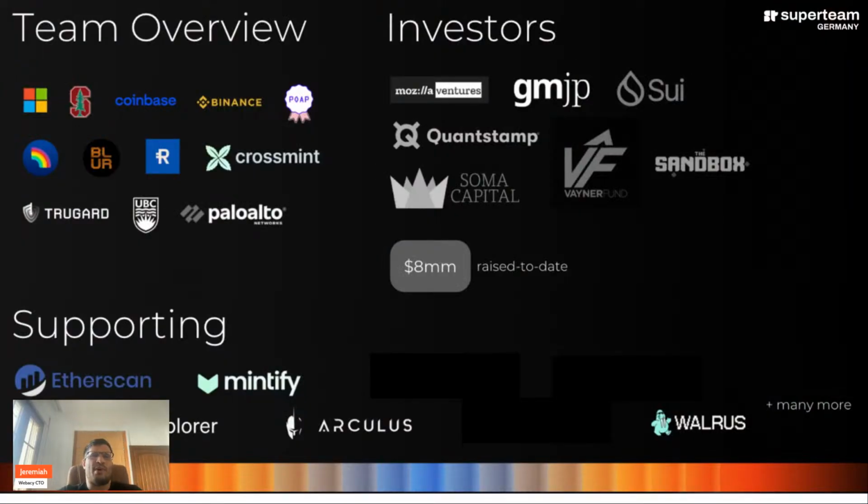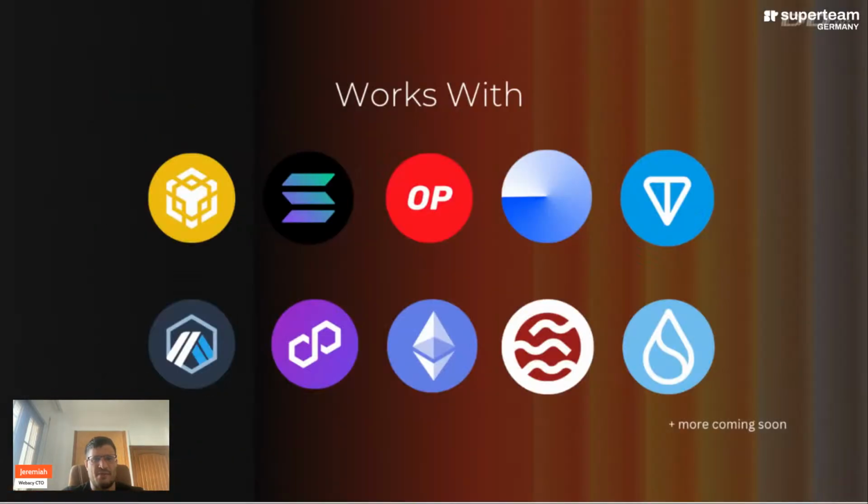Cool. Just a team overview. We have people from all over: Palo Alto Networks, Coinbase, Binance, Stanford, POAP, Crossmint. Really awesome team members. We have a great group of investors: Mozilla, QuantStamp, Sui, just to name a few. And we support a lot of different folks: Etherscan, Mintify, Walrus, Revoke Cash, just to name a few. And we have some other big ones we will be announcing really soon. So a really awesome support structure and foundation.